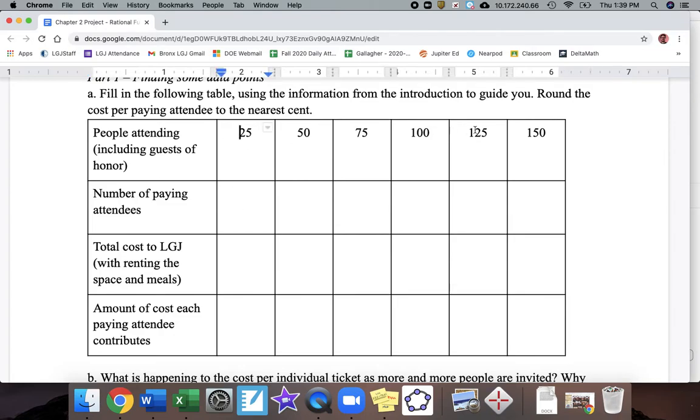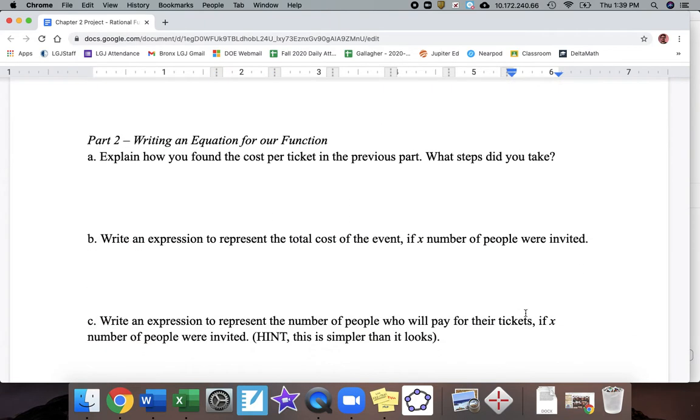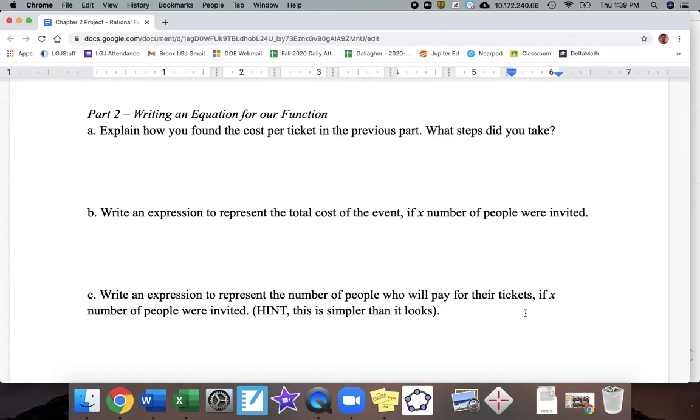So people attending, you already have that information. And then this is just going to be that y value you're going to use. Now, let's talk about part 2, writing an equation for our function.